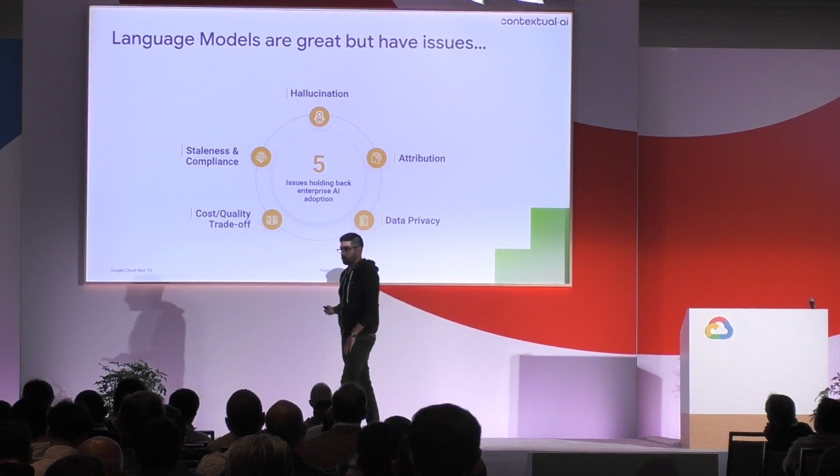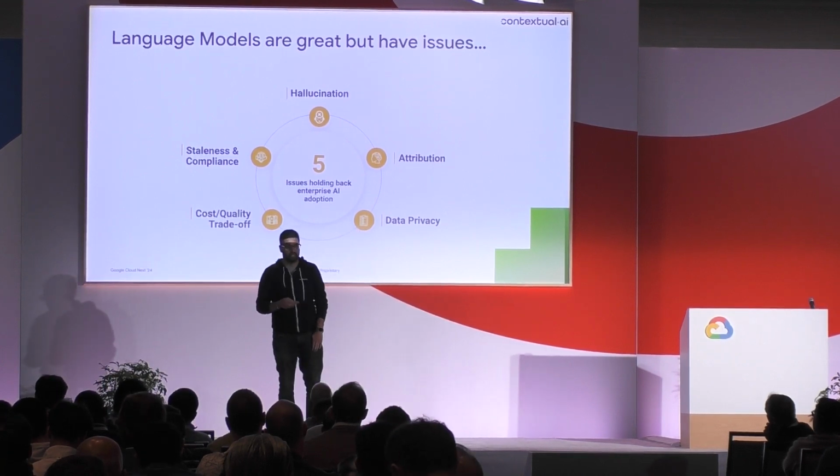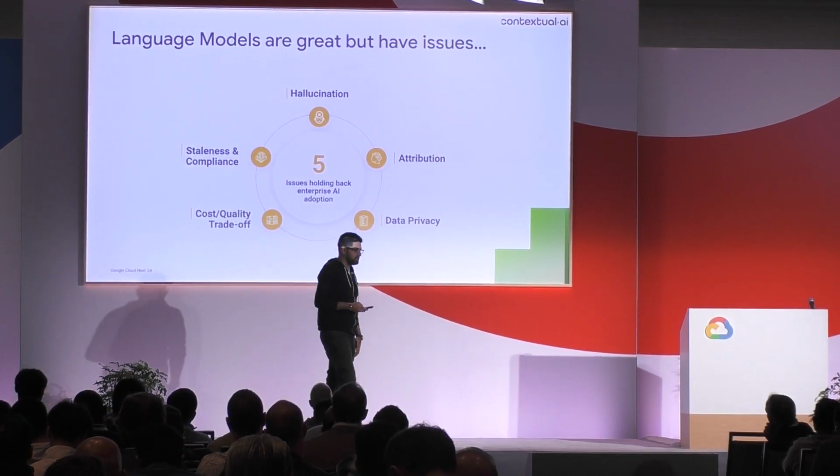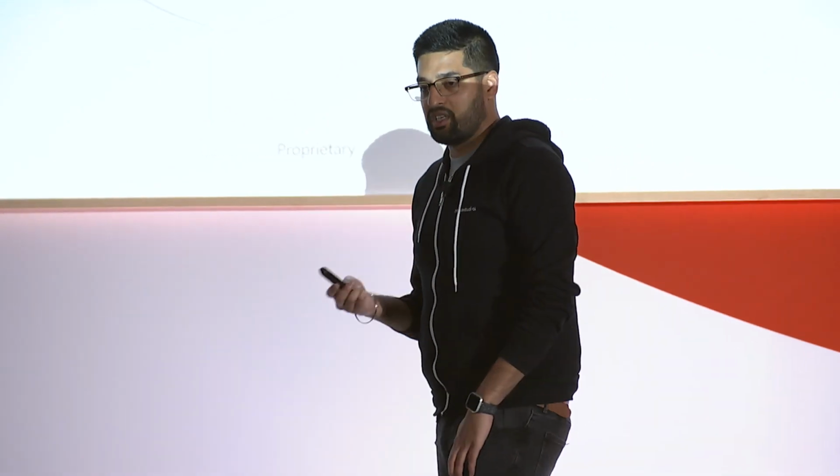There is no audit trail. You can't trace back what data source actually led to this particular generation. There are data privacy issues. Customers don't want their data to be seen by other customers. You can't train on all of the data that is available. So you have to be very concerned about the privacy aspect there.